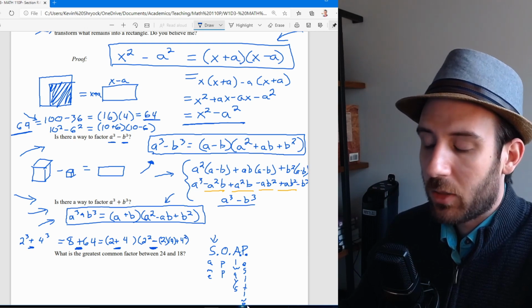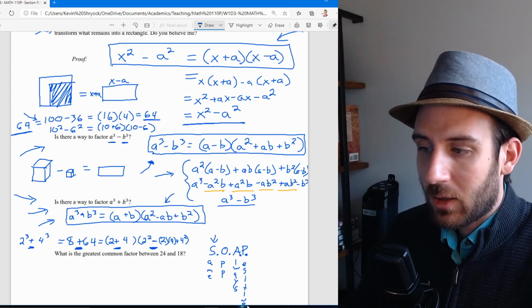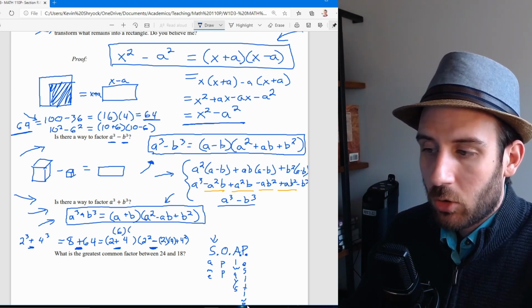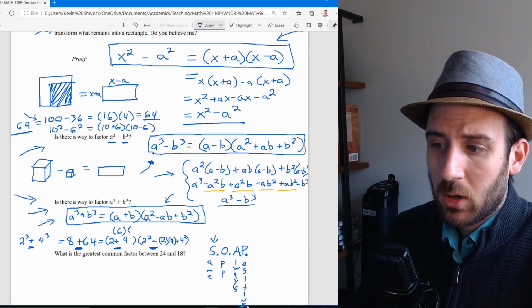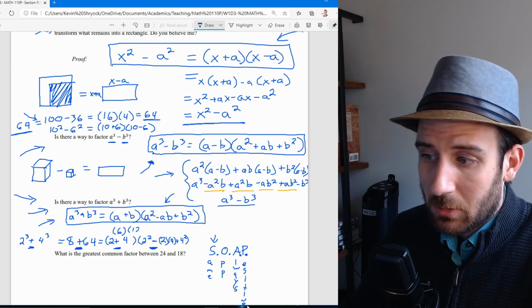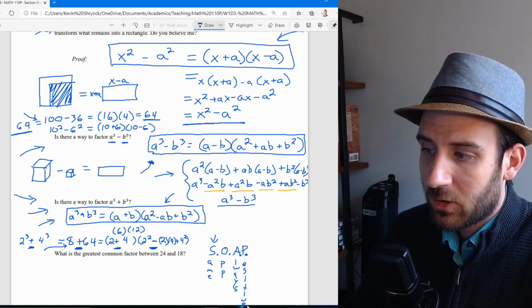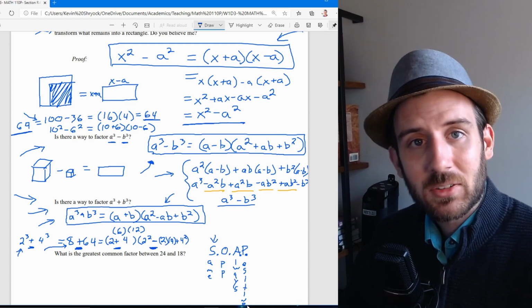So all in all, I know that if I take 8 and I add it to 64, that will be written as 2 plus 4, which is 6, times 2 squared, which is 4, minus 8, which would be negative 4, plus 16, which would be 12. So 6 times 12 should get me the same thing as the addition of those cubes, 8 plus 64. And every single way you look at it, it's the exact same thing.